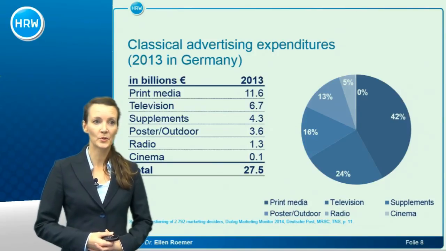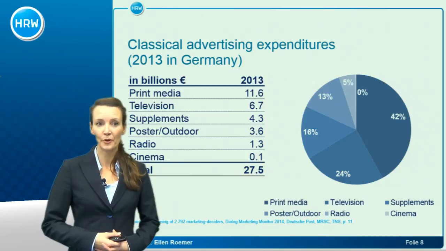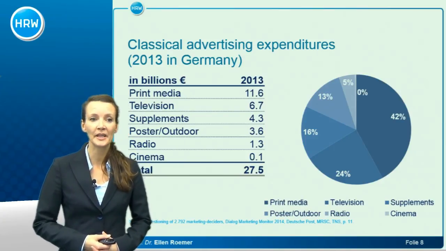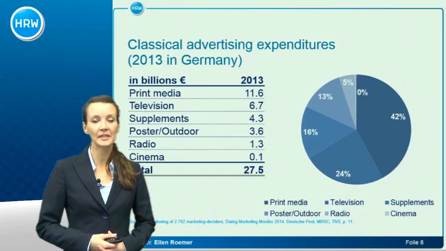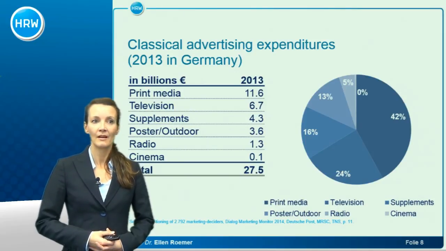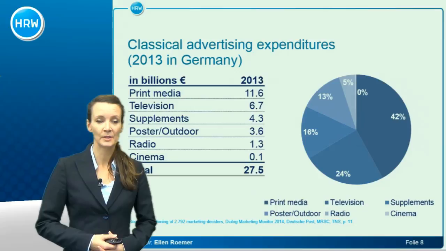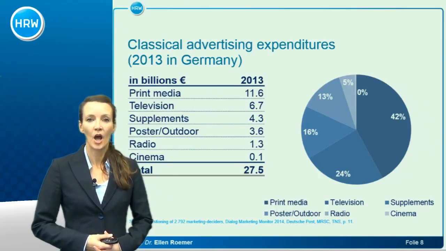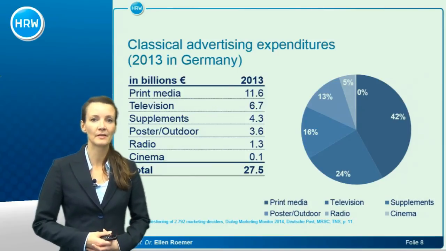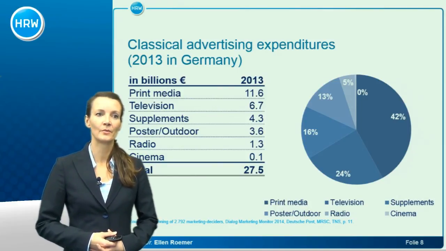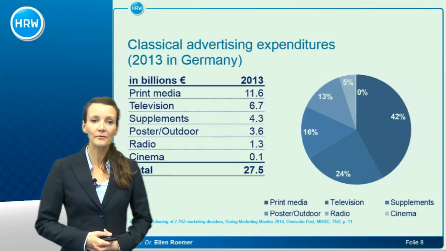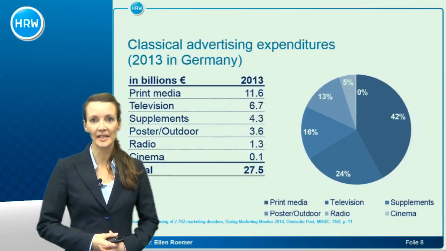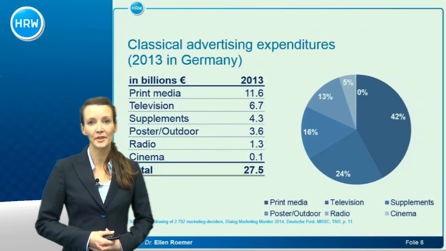In total, we have 27.5 billion euros that have been spent in Germany in 2013. And here you see that television is, for example, also quite big with 6.7 billion euros. Then we have supplements, outdoors, radios, and cinemas as well. But cinema is very unimportant, we must say. So these are different forms of classical advertising measures, and you see that print media is actually the largest share that companies have spent their marketing budgets on.